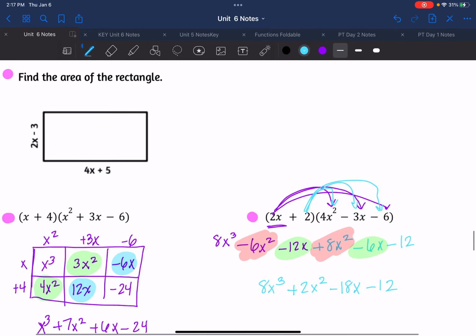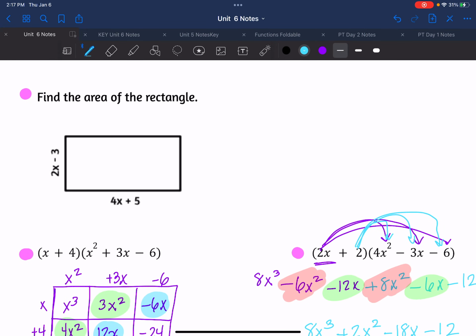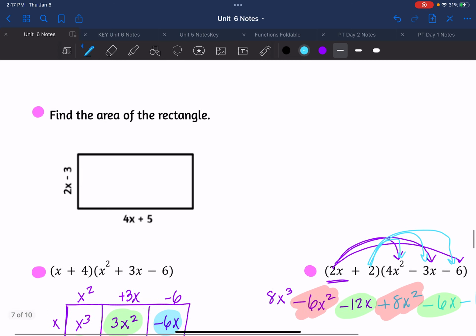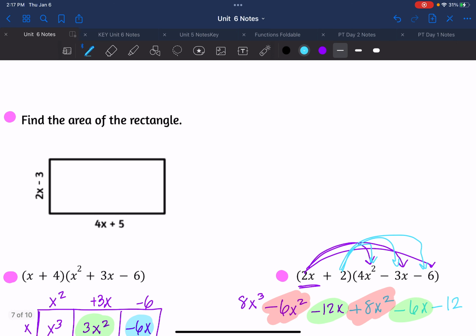All right, last one. I know this video is getting a little long. So you are going to see problems like this where it's a shape and you have to find the area. So it says find the area. And we're not looking for an actual number. We're looking for an expression, basically, when we have these letters in it. All right, find the area of the rectangle.